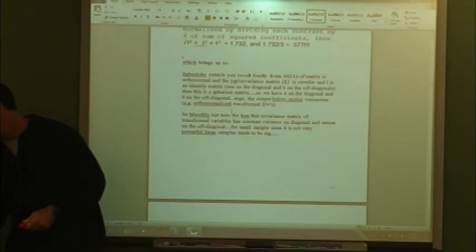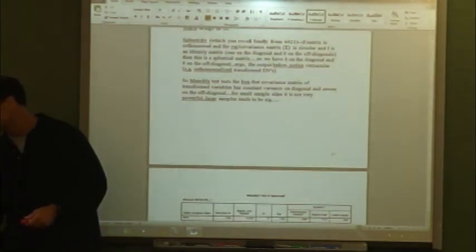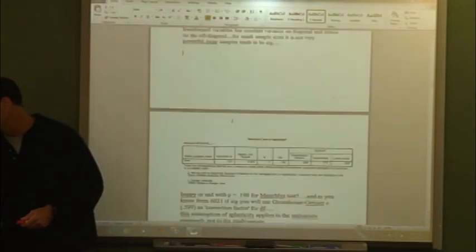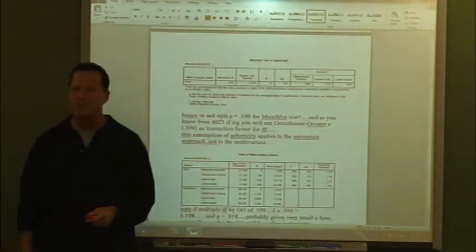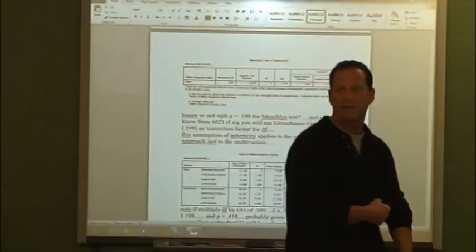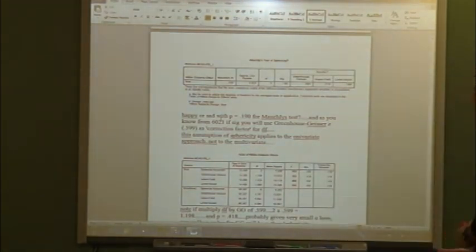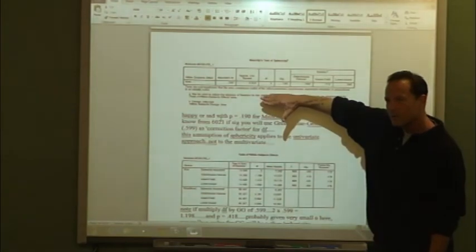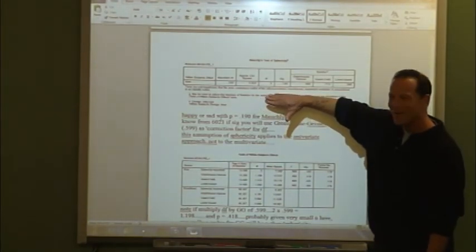So the Mauchly test, the hypothesis that the variance matrix of transformed variables has constant variance in the diagonal, 0's on the off-diagonals. And there's your wonderful Mauchly's test of sphericity, which you all learned to love in 602.1. And look right here. You think I typed this in, orthonormalized? No, I didn't type it in.